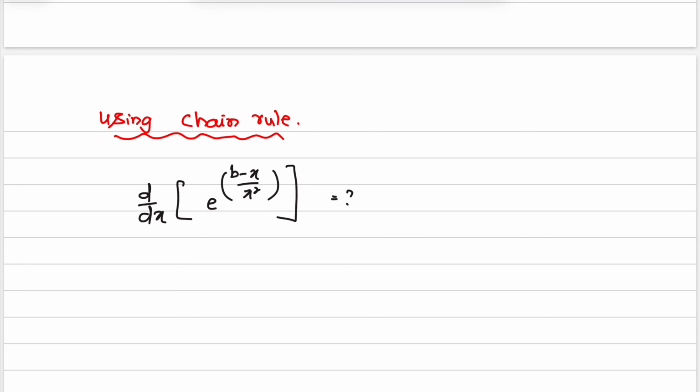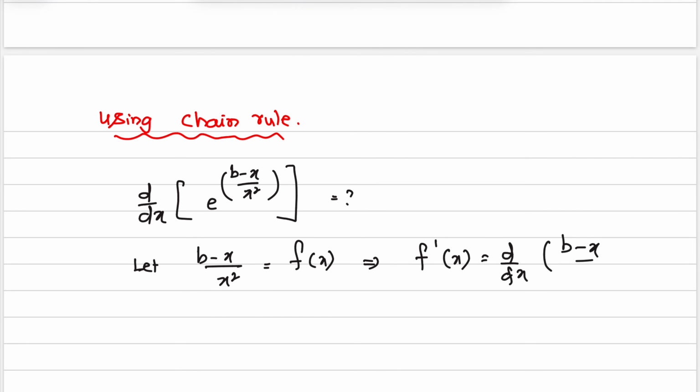Now, let us say this (b minus x) by x square is equal to some function of x. Let (b minus x) by x square be equal to the function f(x). Then take the derivative of it, which implies f dash x is equal to d by dx of (b minus x) by x square.